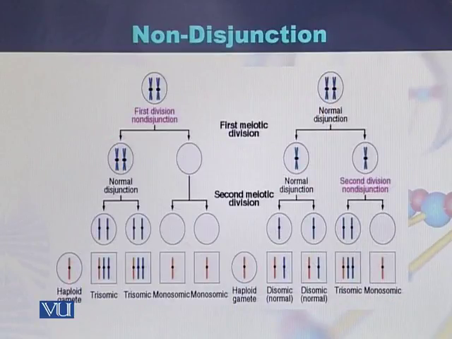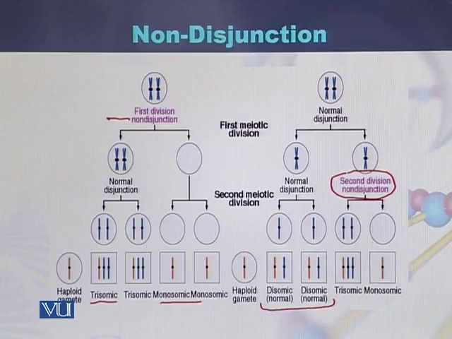In this diagram, we can see that if non-disjunction is during the first division, then the cells produced will be trisomic and monosomic. So two of the cells are trisomic, while the remaining two cells are monosomic. On the other hand, if the second division has non-disjunction, then these cells are the normal ones, while these two cells are either monosomic or trisomic.